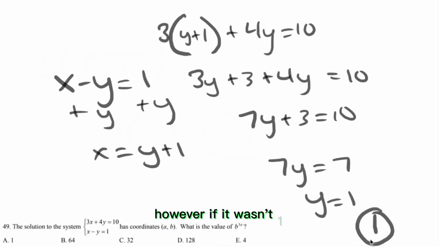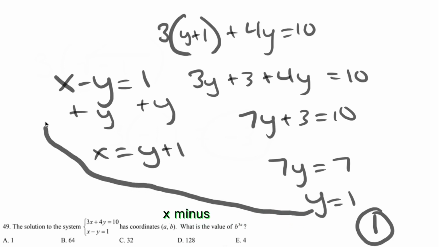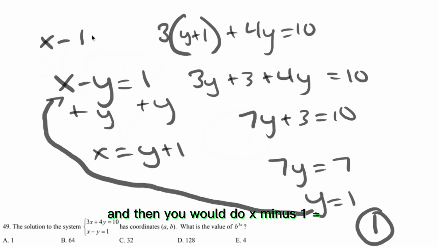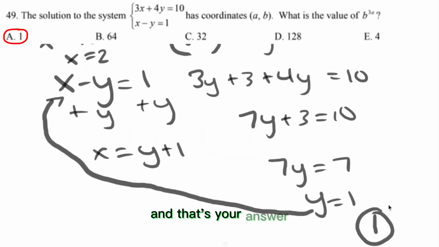However, if it wasn't 1 and you needed to solve for your a value, what you would do is substitute your y value into this equation right here, x minus y equals 1, and then you would do x minus 1 equals 1, and then you would figure out that your x value is 2. But in this case, you just need to know that it's 1, and that's your answer.